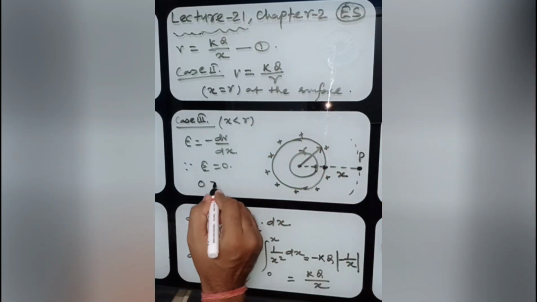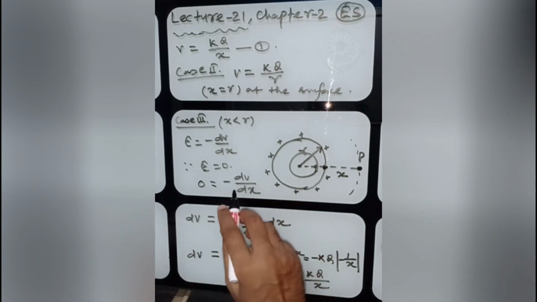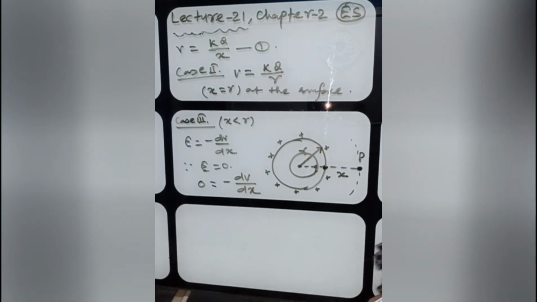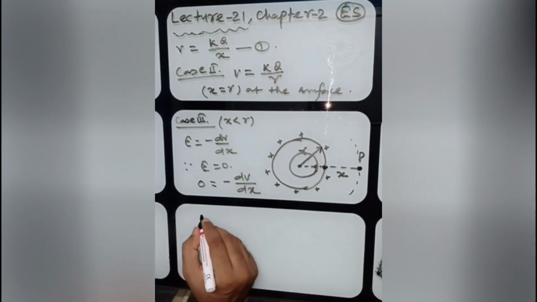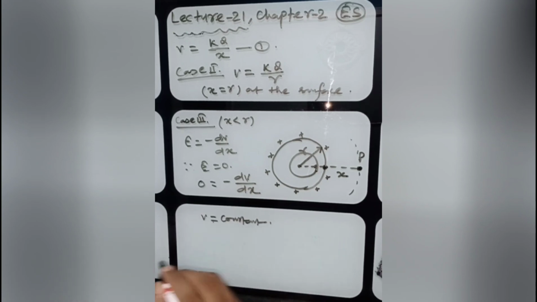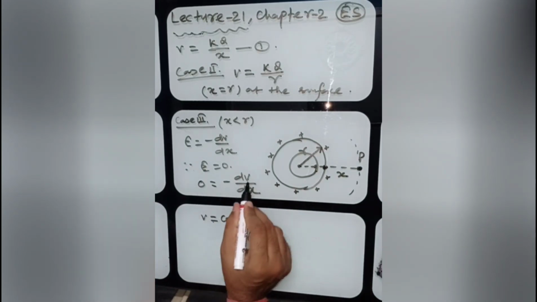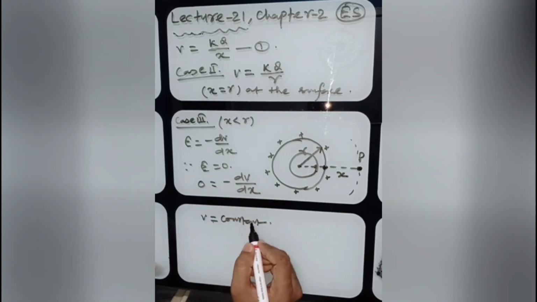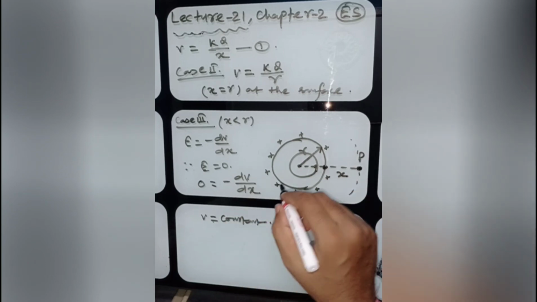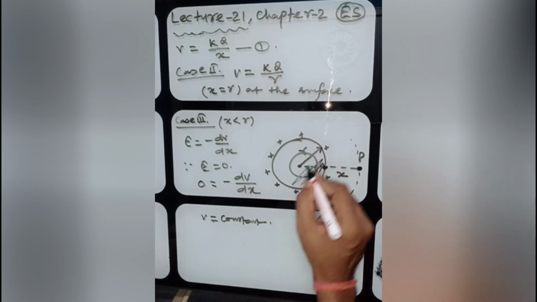If it is 0, then 0 equals dV by dx, and we are getting the derivative of V as 0. If the derivative of V is 0, then we can write V as constant. For any constant function, we get derivative 0. If V is constant, then only we will have this derivative as 0. It means V will be constant. Up to what length will V be constant? Actually, my dear students, you can understand that inside the sphere, everywhere the electric field will be 0.